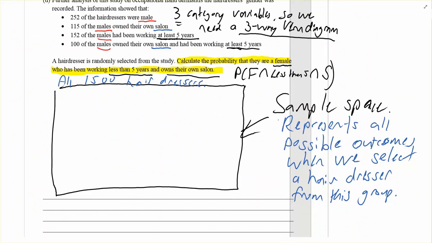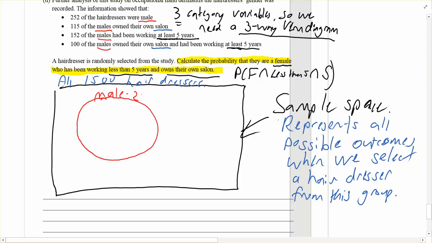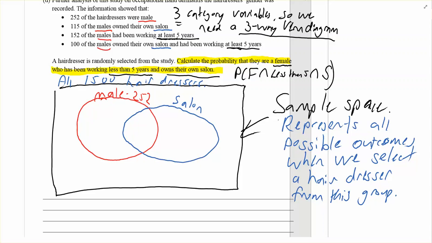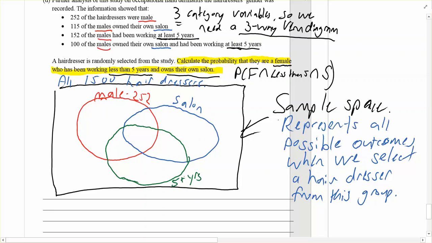Okay. So now inside that we're going to draw three circles, one for each of the three category variables. So starting with gender, whether they're male or not, and we're told there's 252. So we're going to write that, 252. Okay, the next one is whether or not they own their own salon. And finally, whether they've been working for at least 5 years or not. We'll call that 5+ years. Okay, cool. So that's our three category variables.